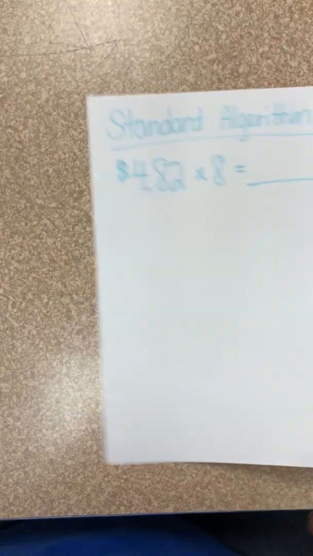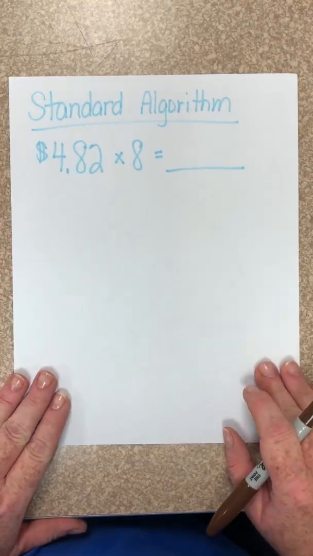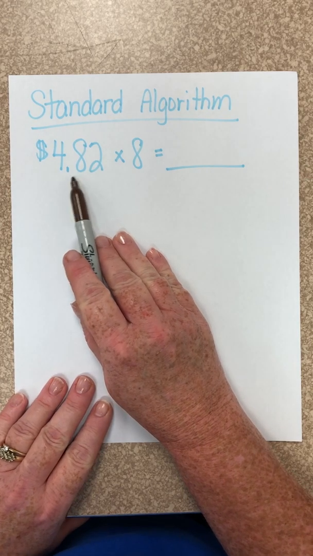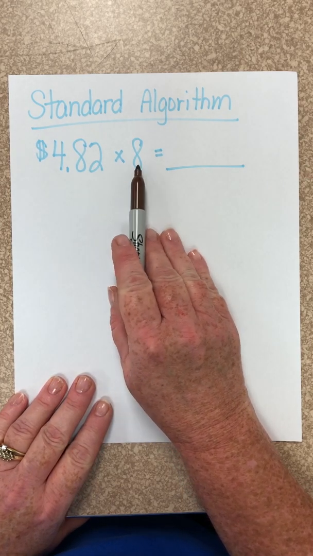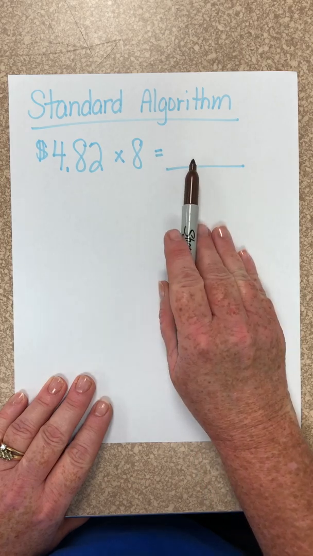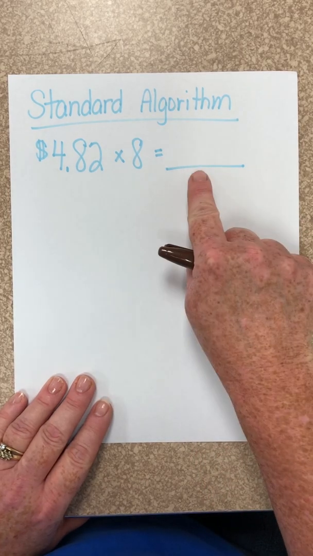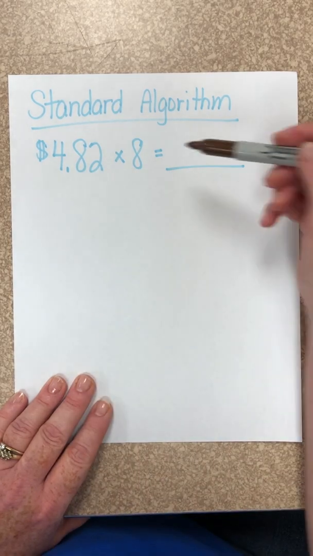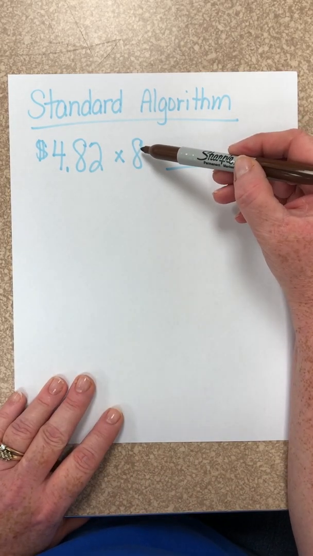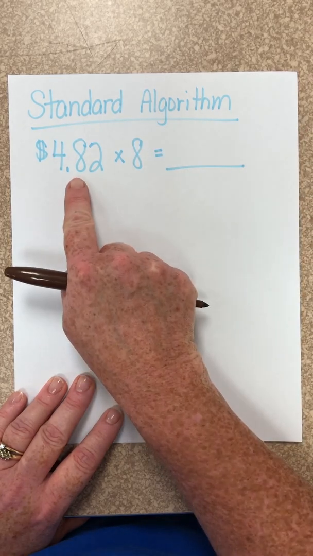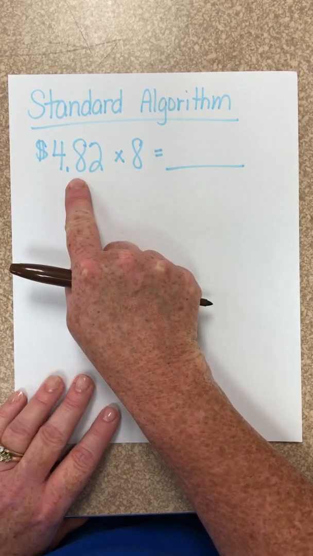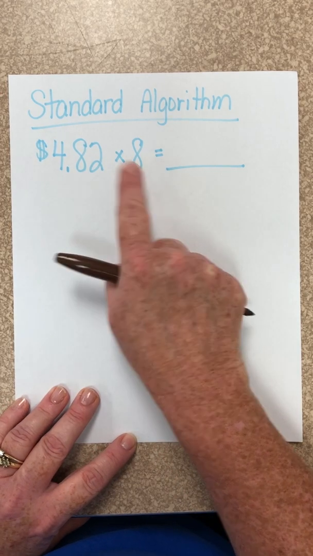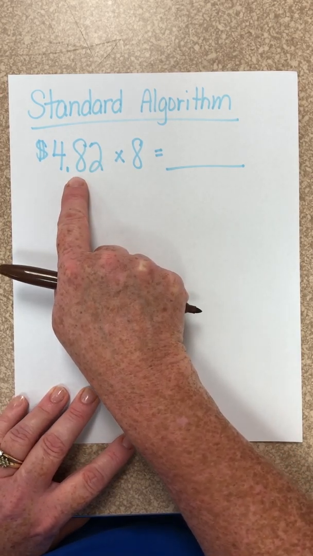Let's look at an example. We're going to start with a standard algorithm, and the problem is $4.82 times 8 equals, and we're going to look for the product. These two are called factors. So I'm going to write this problem vertically, but to do that, I look to see which factor has the most digits. This factor has 3 digits, this one has 1. That means we're going to put this one on top.